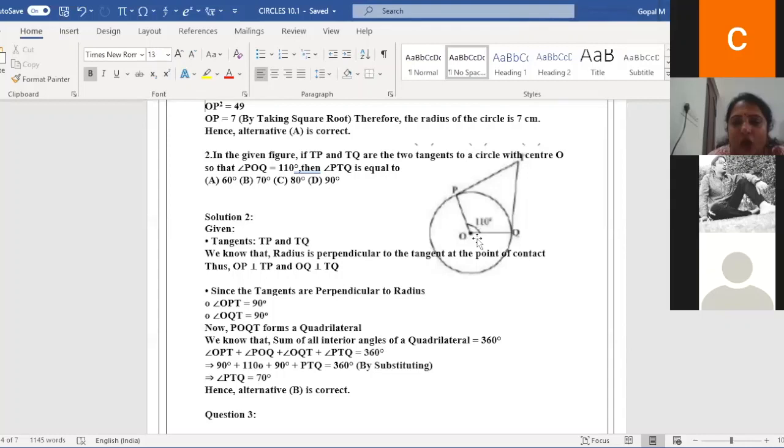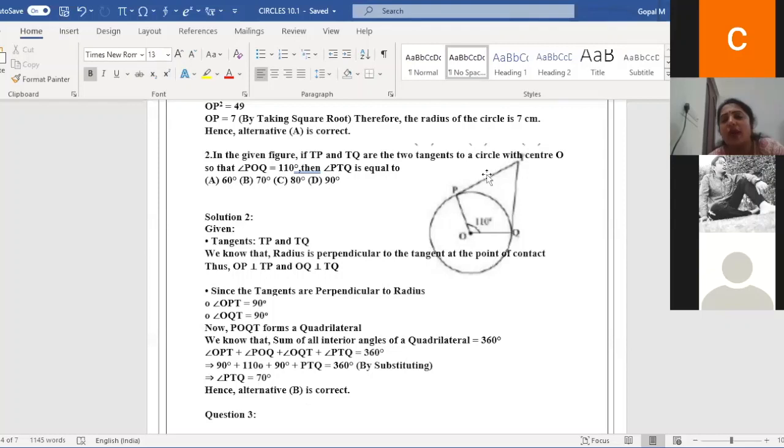110 plus 70, opposite angles are supplementary. This is 110, angle PTQ we have got 70. So once again I'll repeat. The center to the tangent is always perpendicular. Angle P and angle Q are 90. Here we got a quadrilateral OPTQ.